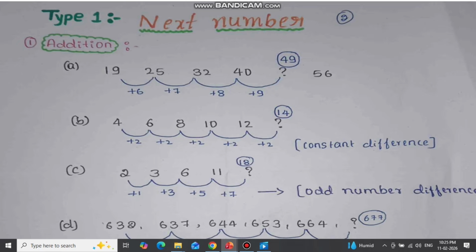Then 632, 637, 644, 653, 664. The next number will be 677. So that is the type of addition.